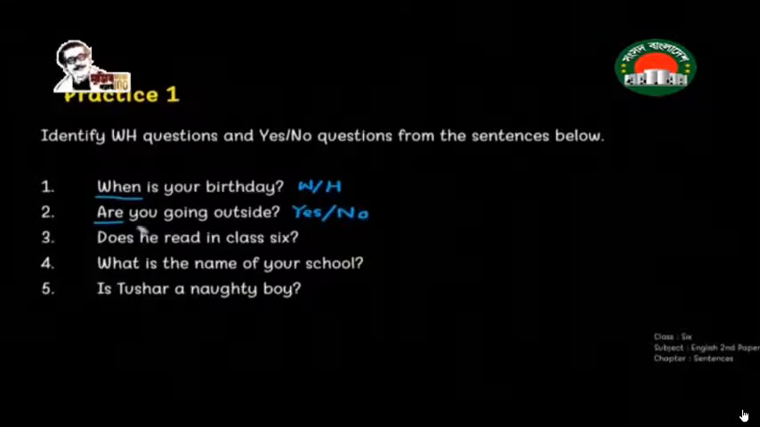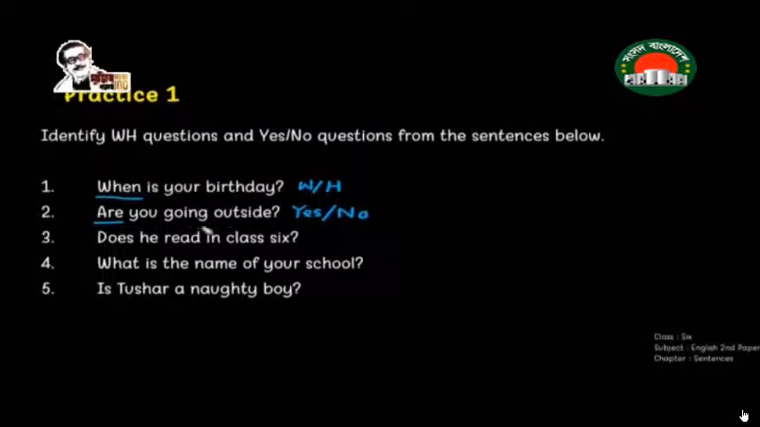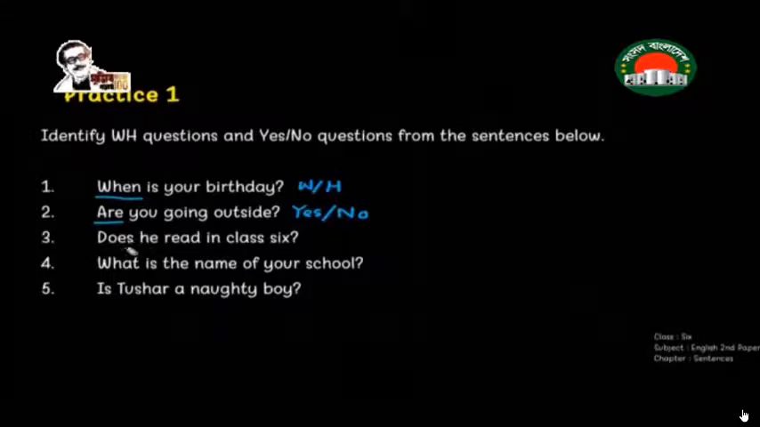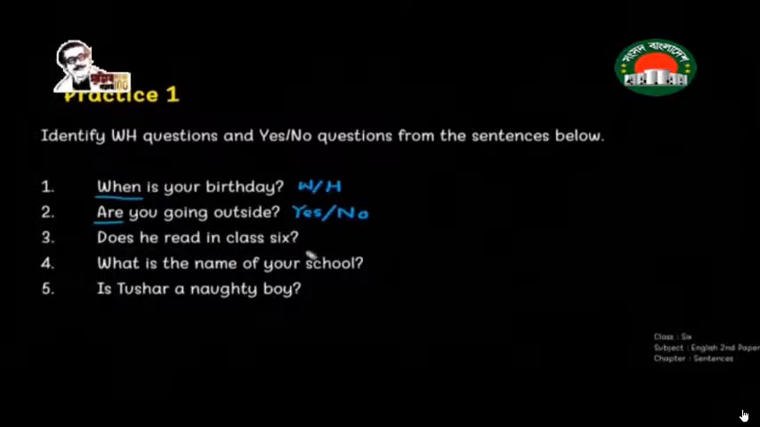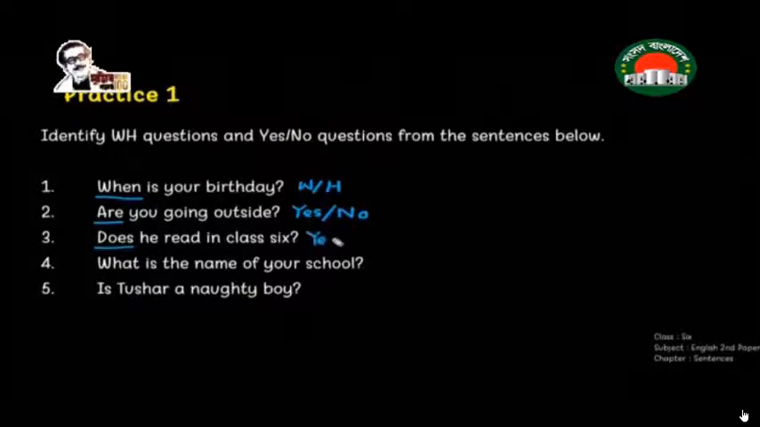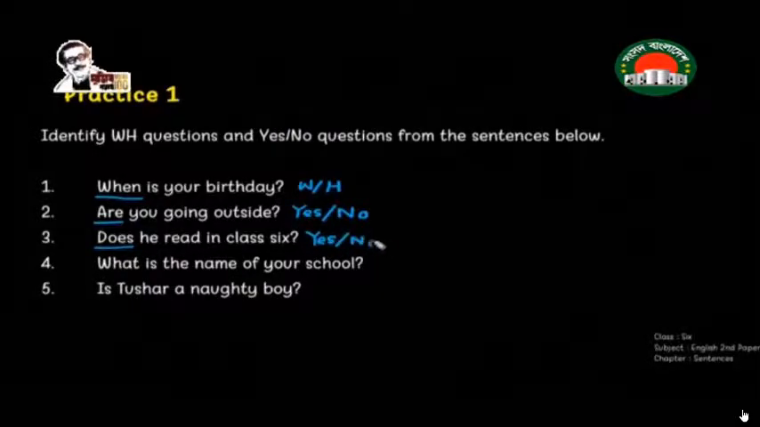At the same time, we can answer this question with yes or no. Are you going outside? Yes or no. So number 3, does he read in class 6? See, it starts with an auxiliary verb. So we can say similarly, it is actually a yes, no question.